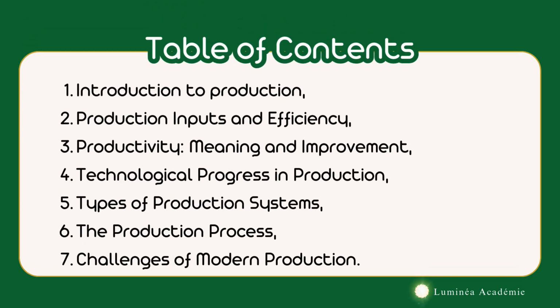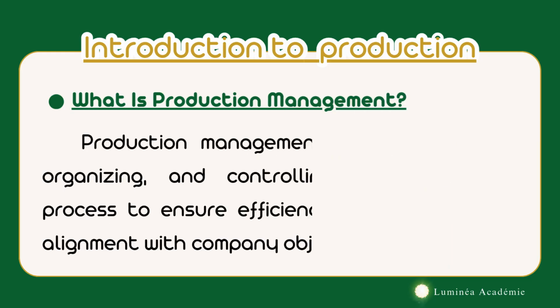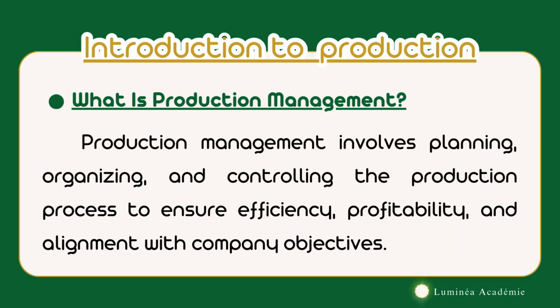This course covers the basics of production, including resources and efficiency, productivity improvement, technological progress, types of production systems, the full production process, and modern challenges in delivering high-quality, cost-effective products. Production refers to the process by which a company combines different resources, such as labor, machines, and materials, to create goods or services for the market. Production management involves planning, organizing, and controlling this process to ensure efficiency, profitability, and alignment with company objectives.